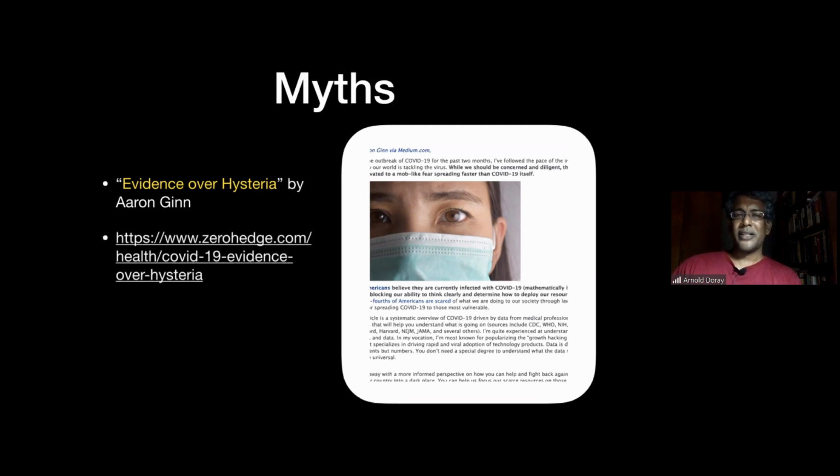So the article is on Zero Hedge. That's the link there. It's actually been banned from Medium, surprisingly. And so he's moved the article from Medium onto Zero Hedge.